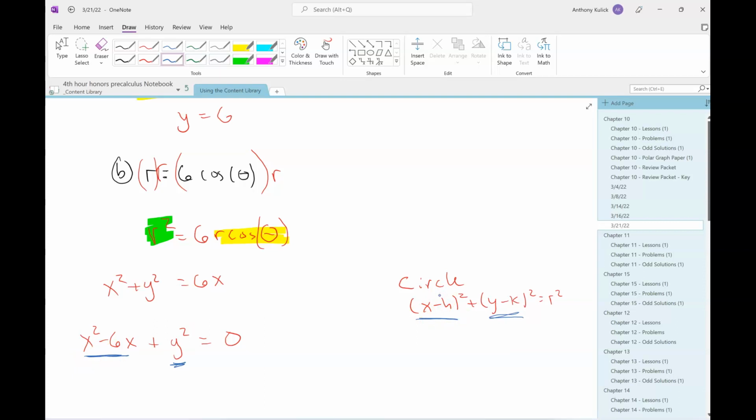You did this last year. Does anyone remember the name of the process we used to do that? The abbreviation for the process is CTS. That stands for completing the square.